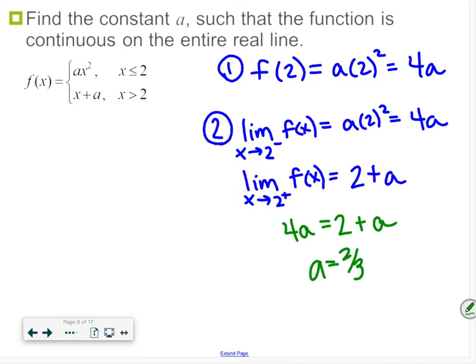Okay, so let's check it here. Our function value would be 8/3. Our limit from the left would be 8/3. Our limit from the right would be 8/3. So our function value and our limit are the same. We have forced this piecewise function to be continuous. Essentially what's happening, and I don't know exactly what it looks like, so don't quote me on this, it's looking something like that: a parabola with a line and they connect.